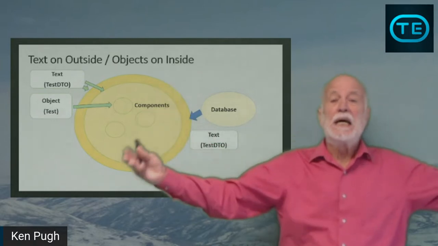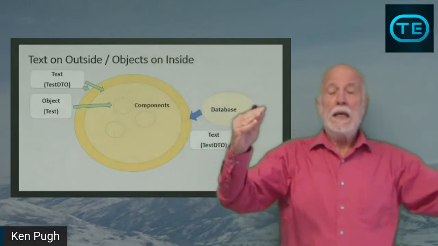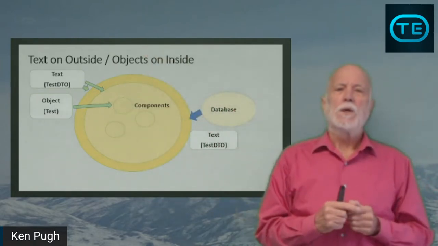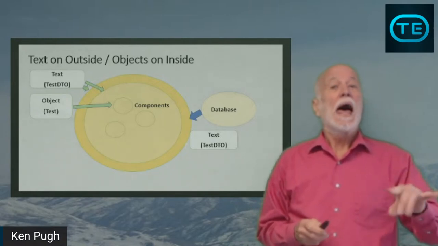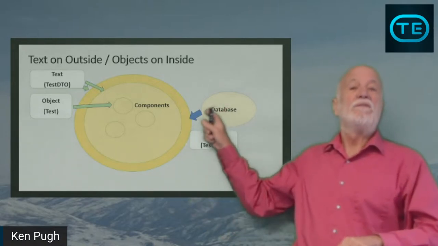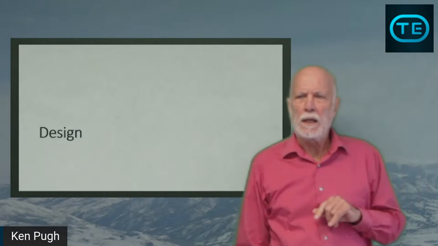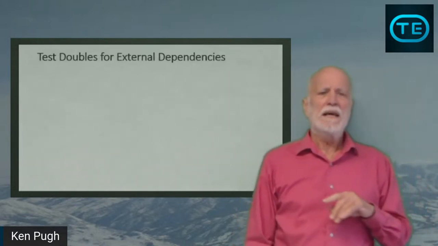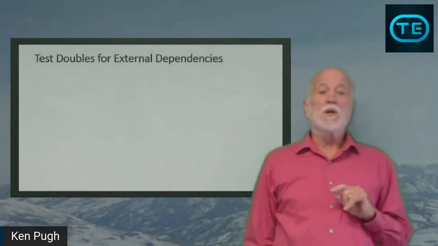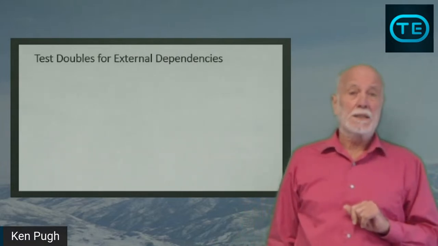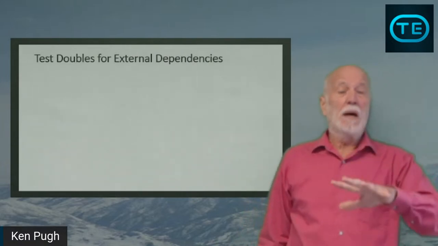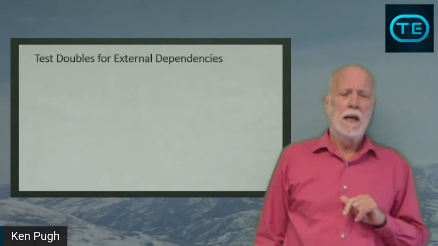DTOs to the outside, when we read them in, convert it to our objects, and validate before doing anything else. So let's look at design momentarily. We've got just a few minutes left. Test doubles for all the external dependencies. That's the minimum number of test doubles that you need.